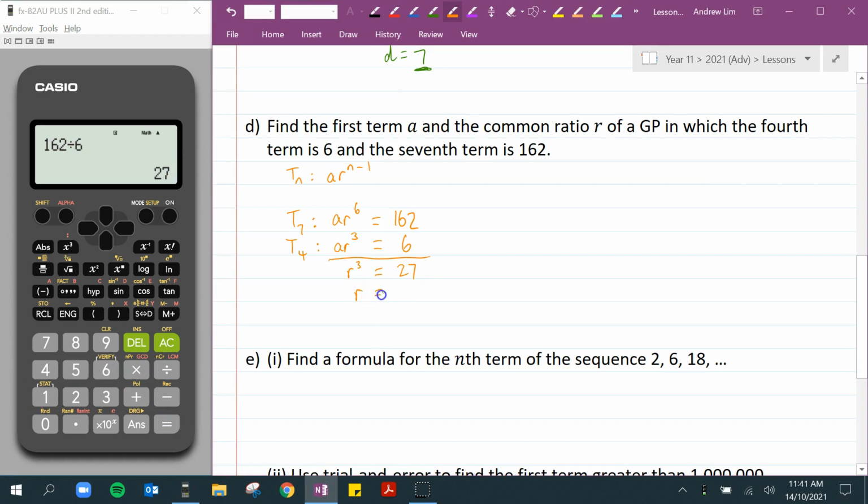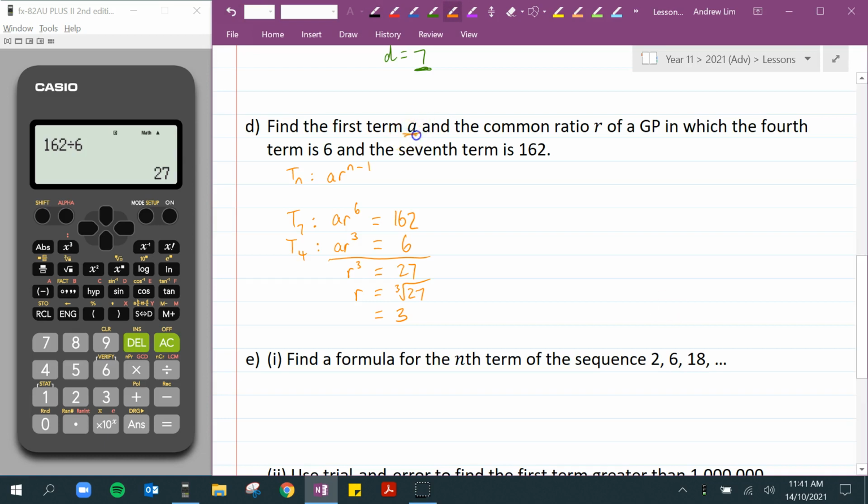So that means that the common ratio has to be the cube root of 27, which is 3. Now, it's not plus or minus 3 because you can see here that the power is odd. If it was even, then there would be 2 possible answers. But whenever it's odd, there's only one answer. So we've worked out that the common ratio is 3.